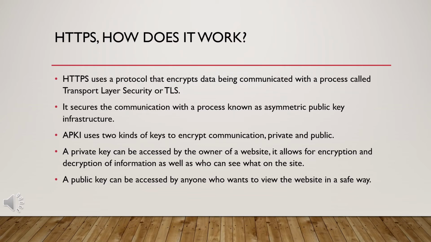How does HTTPS work? HTTPS uses a protocol that encrypts data being communicated with a process called Transport Layer Security, or TLS. It secures the communication with a process known as asymmetric public key infrastructure. APKI uses two kinds of keys to encrypt communication, private and public. A private key can be accessed by the owner of a website. It allows for encryption and decryption of information, as well as who can see what is on the site. A public key can be accessed by anyone who wants to view the website in a safe way.